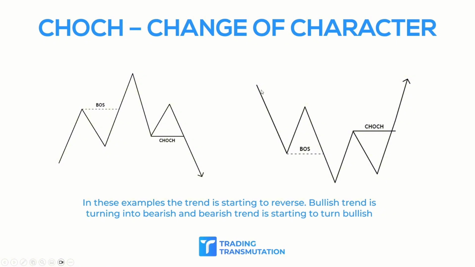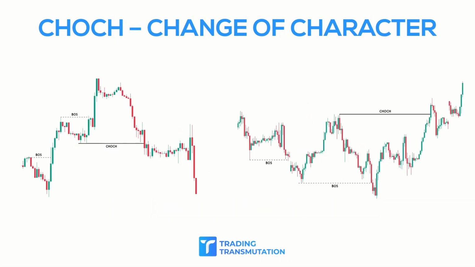Here we have bearish turning into bullish. We have a bearish break of structure right over here, and then the market starts to reverse, giving us our bullish change of character. It's as simple as that. So change of character is literally when price breaks structure the other way and changes the current trend that we're in. Simple as that. You can see here are some live examples of change of character taking place.